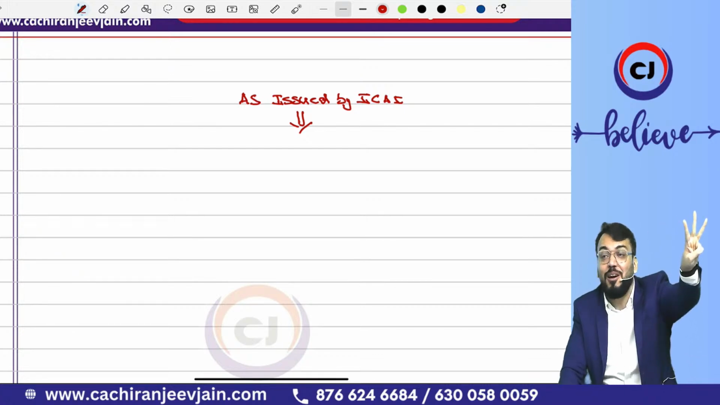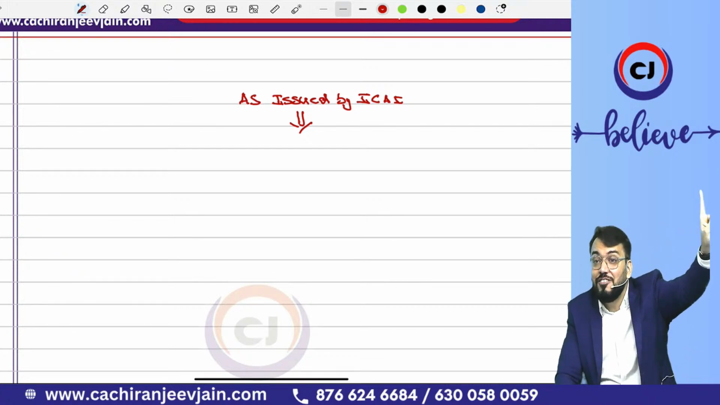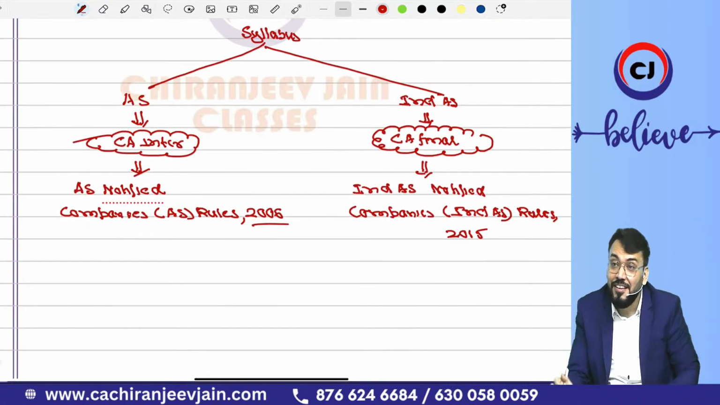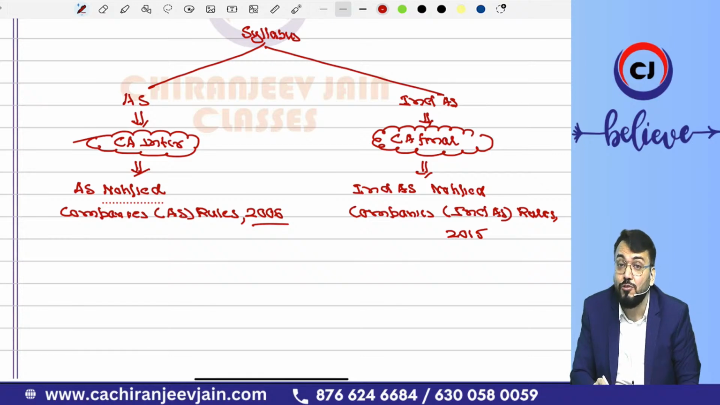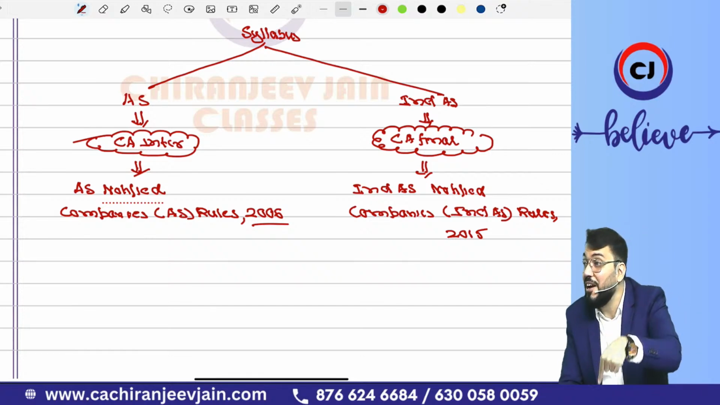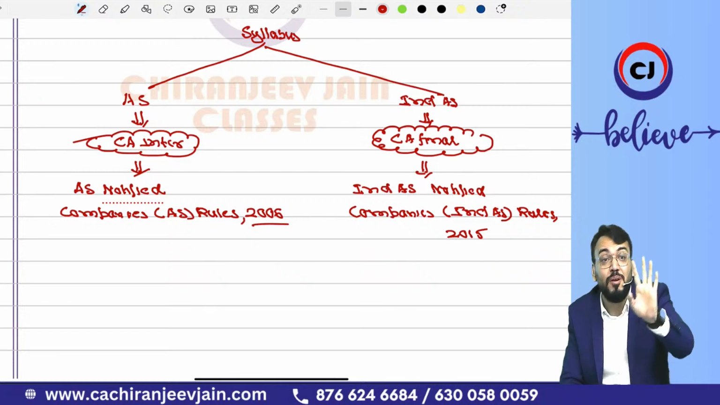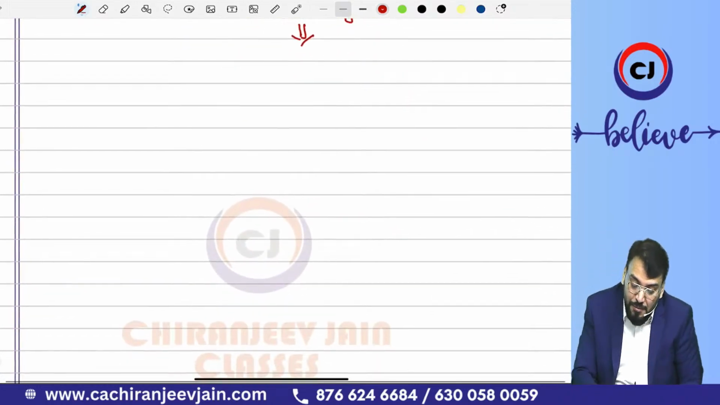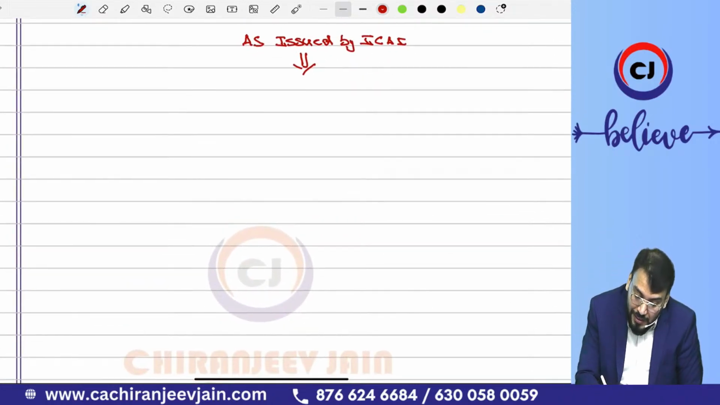Means there are three sets of accounting standards now. One is AS issued by ICAI. One is AS notified where? In the Companies (Accounting Standards) Rules 2006. And one is Ind AS notified where? In the Companies (Ind AS) Rules 2015. There are three sets of accounting standards in India, for application purposes. Understood? You can add on the AS issued by ICAI.